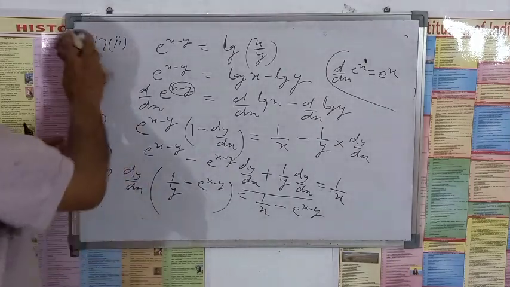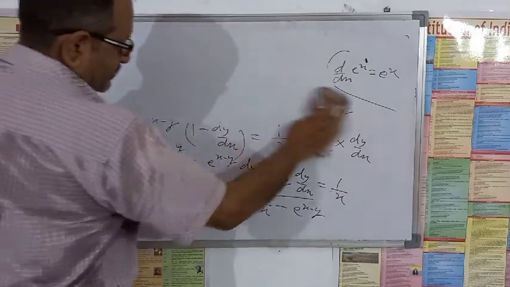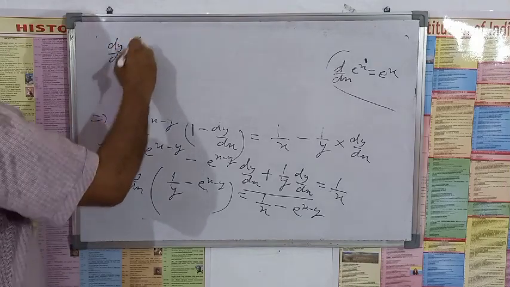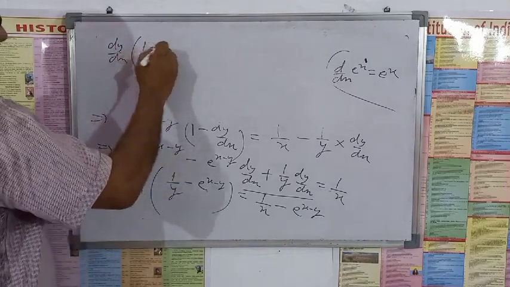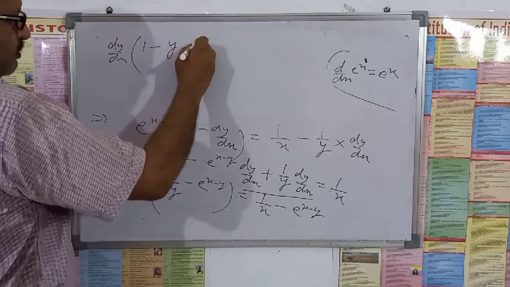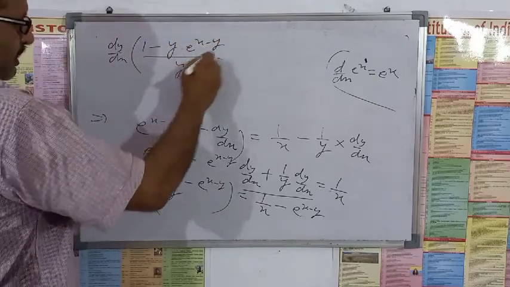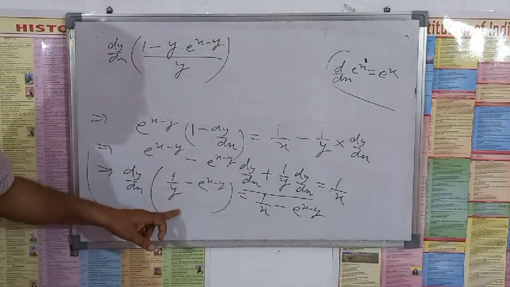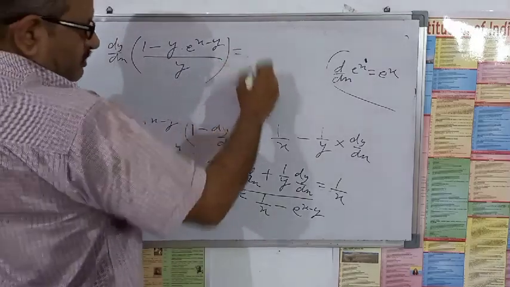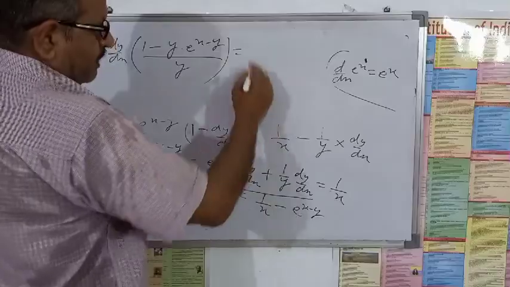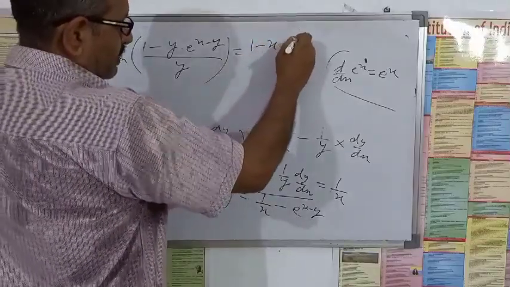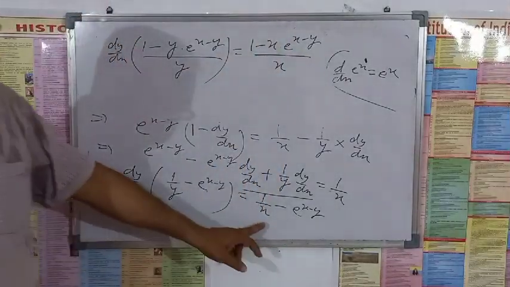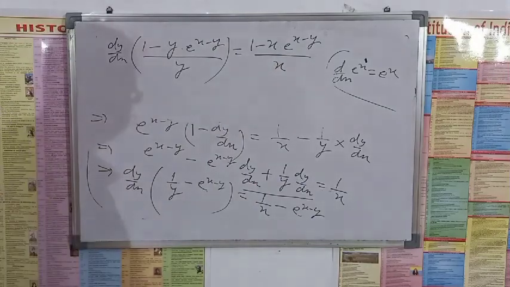Now we have to simplify it. So dy by dx, take LCM and simplify it. It is 1 minus y into e to the power x minus y upon y, is equal to, again take LCM and simplify it, 1 minus x into e to the power x minus y upon x.